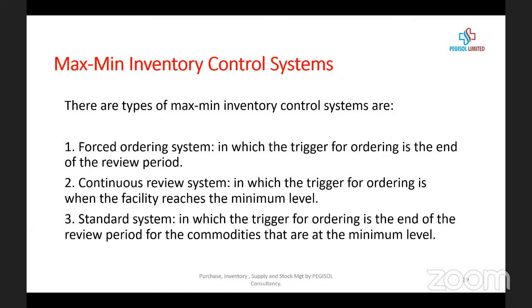So in this continuous review system, the trigger for ordering is when the facility has reached the minimum level. Now, for the periodic system, the trigger for ordering is the end of the review period for the commodities that are at the minimum level.